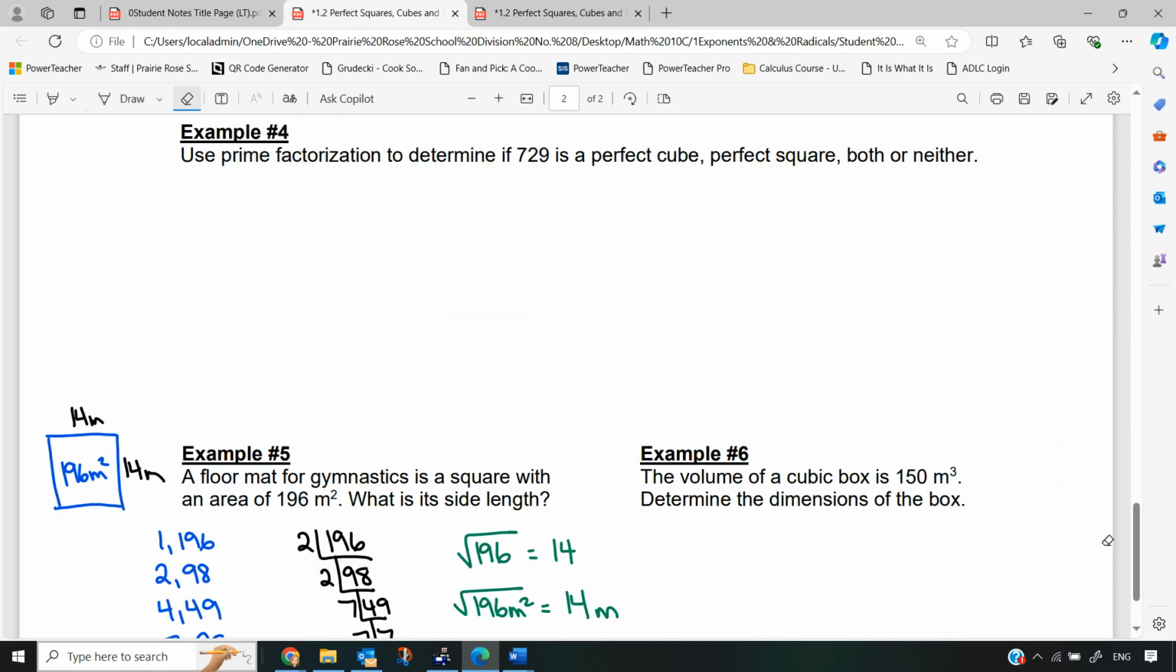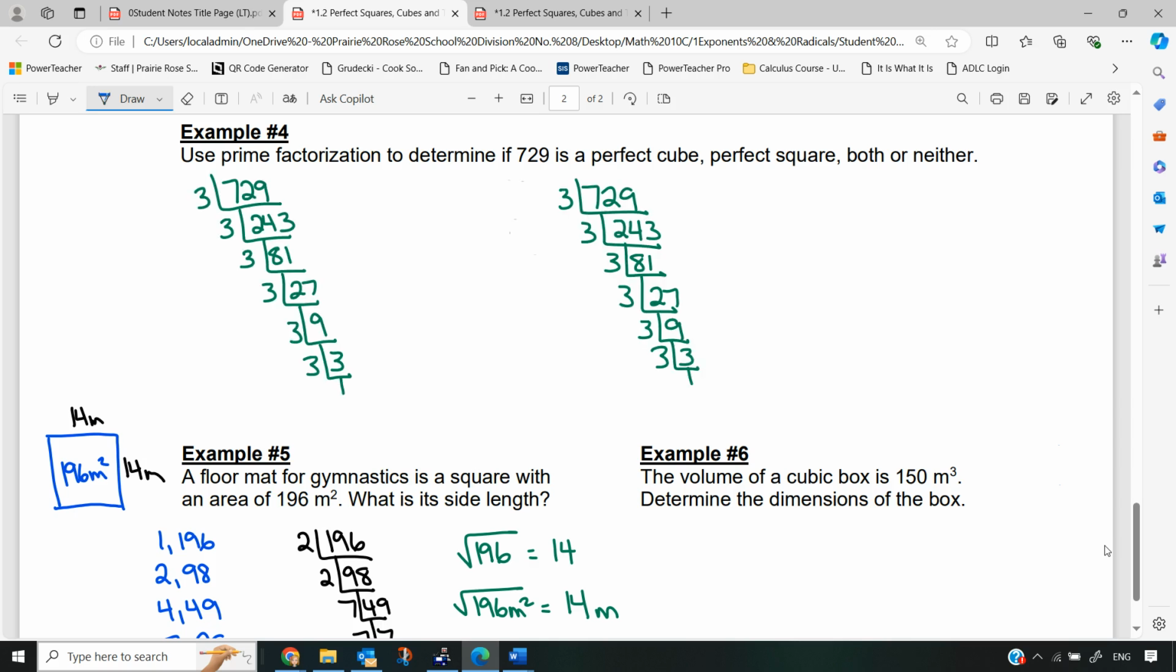Now, moving on to example 4, it asks us to use prime factorization to determine if 729 is a perfect cube, a perfect square, both, or neither. So again, we're going to start off with our birthday cake. Now, I've written these out 2 times because we're checking to see if it's a perfect cube, a perfect square, both, or neither. Now, if it's a perfect cube, that means I can break my prime factors into groups of 3 and have no leftovers.